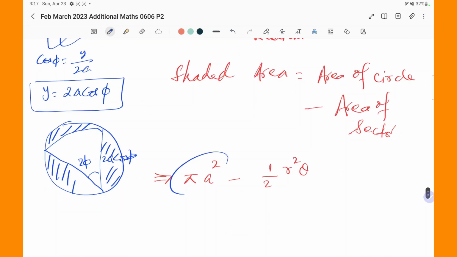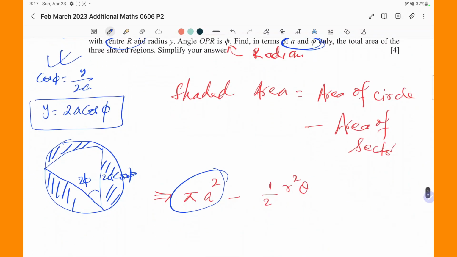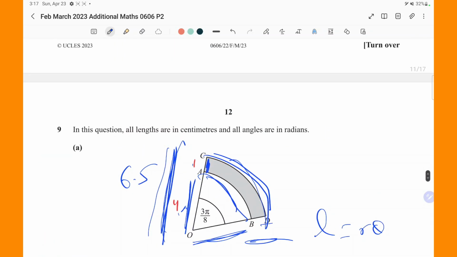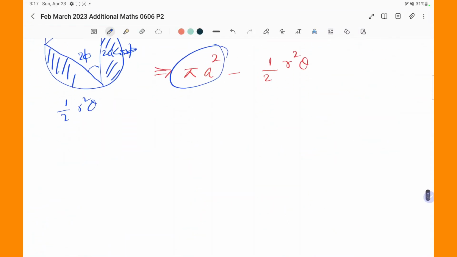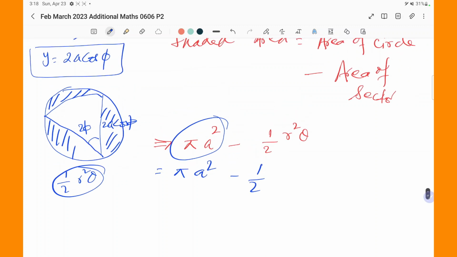So that is pi r square, which is pi a square, minus the area of the sector, right? Area of the sector, we know that is 1 over 2 r square theta, because angles are in radian. So when angles are in radian, this is the formula for the sector, 1 over 2 r square theta. So this is pi a square minus half r square theta.